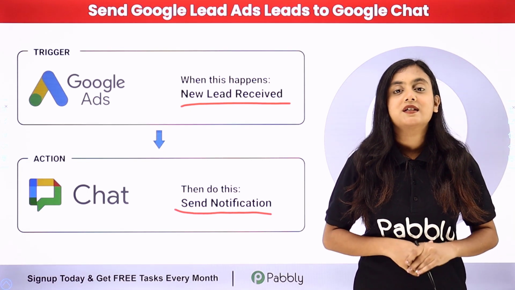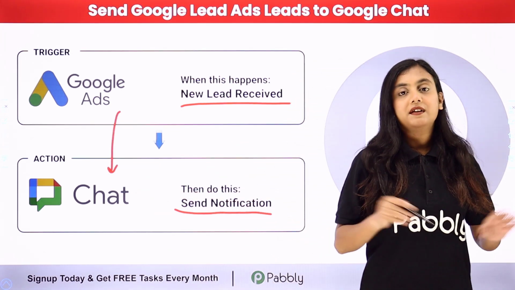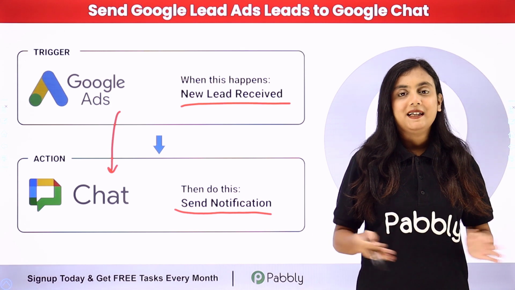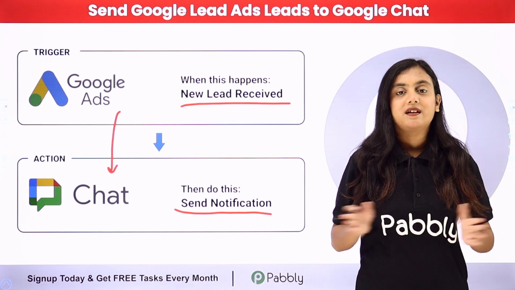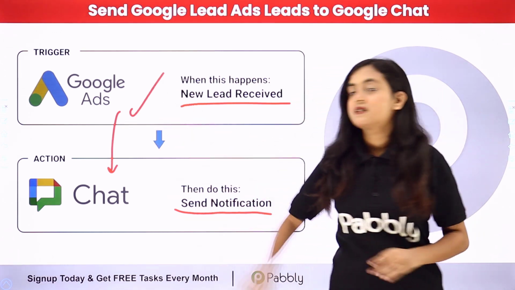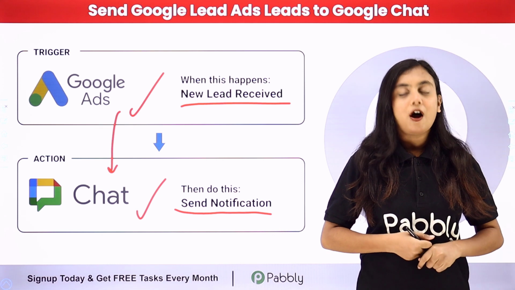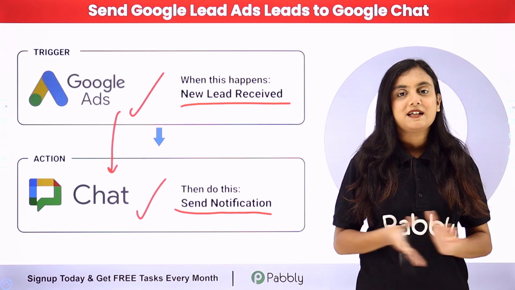For that, what we have to do is we have to simply create an automation between Google Ads and Google Chat with the help of Pabbly Connect. Pabbly Connect runs on two concepts, that is trigger and action. In this process, my trigger application is going to be Google Ads and my action application is going to be Google Chat. If you want to learn how to do this automation, then let me take you all to my screen.